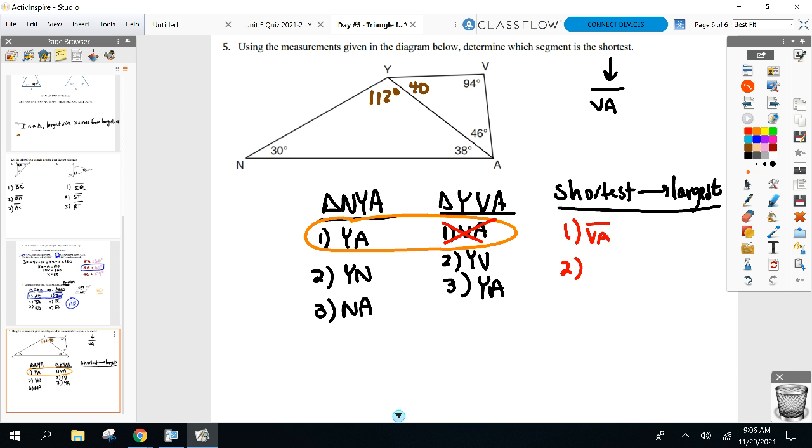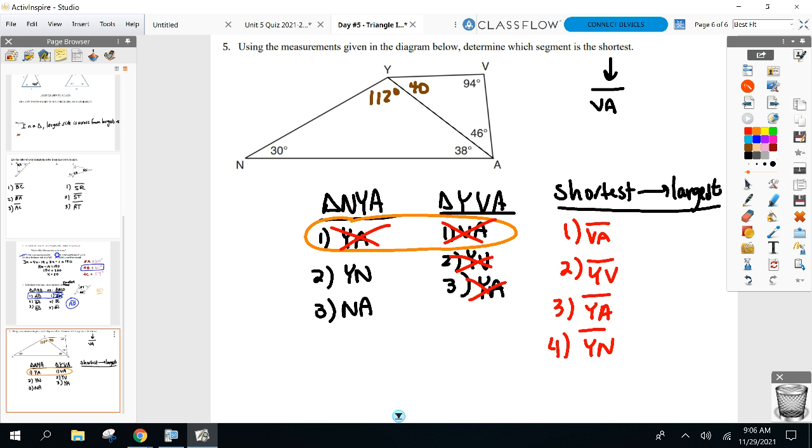Is YA the next one because it's the shorter side here? No, because it's still the longest here. What side is also still shorter than YA? That's got to be next. Now I can rank in YA. And what about now? What's the next shortest side? Out of the two that are left, which one's shorter? You ranked them. YN.